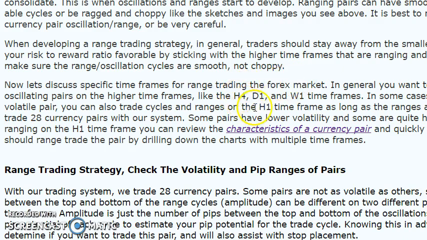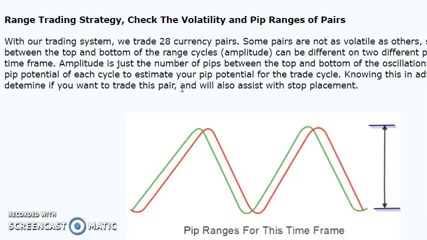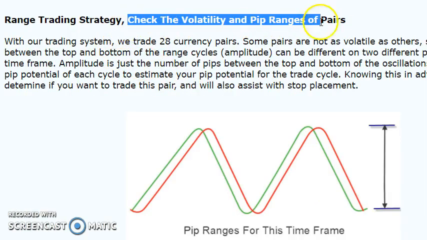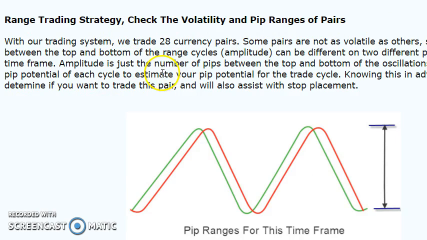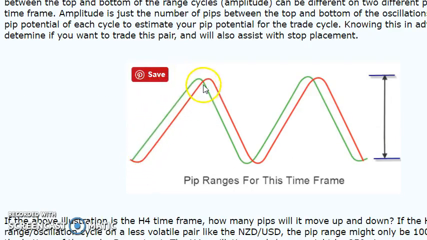Sometimes you can go to the H1 time frame if you have a volatile pair. We'll look at an example below. Then the next thing you want to do is check the volatility and pip ranges. For example, if you have a currency pair that's ranging between support and resistance, you want to check what we call the amplitude. It's the difference between the top and the bottom. How many pips are you dealing with here? Is this 50 pips, 100 pips?